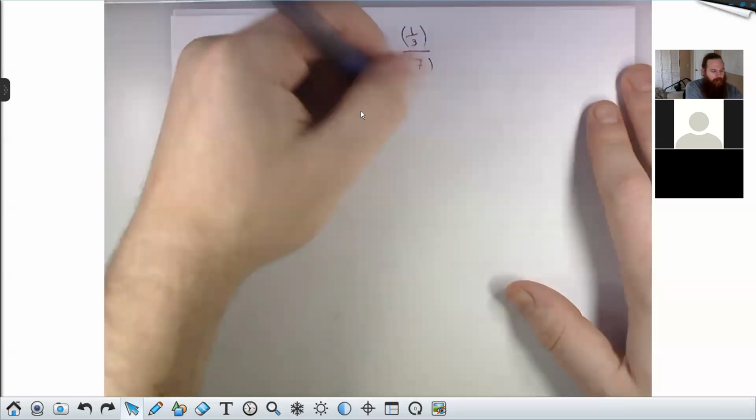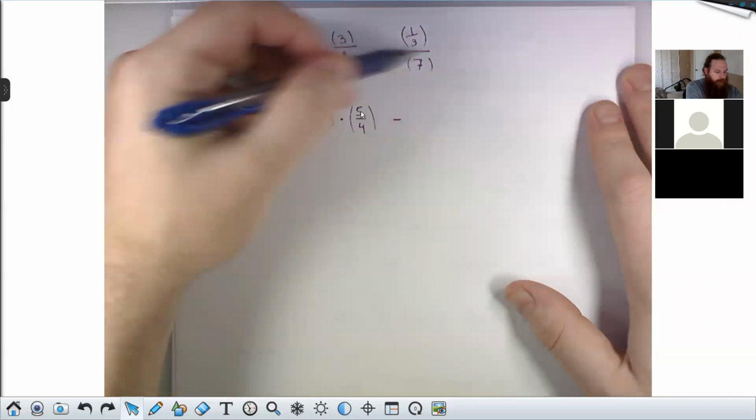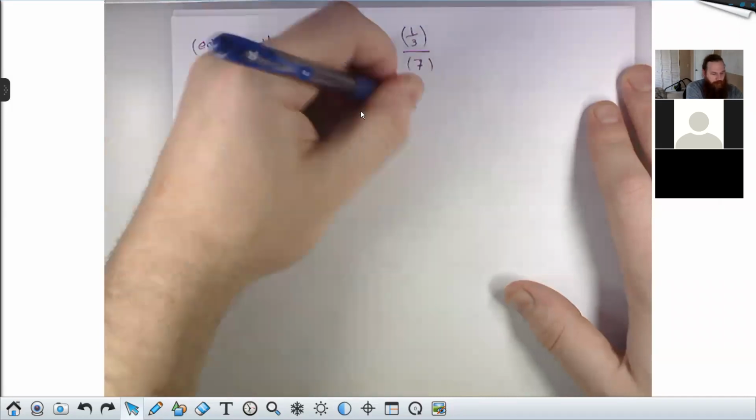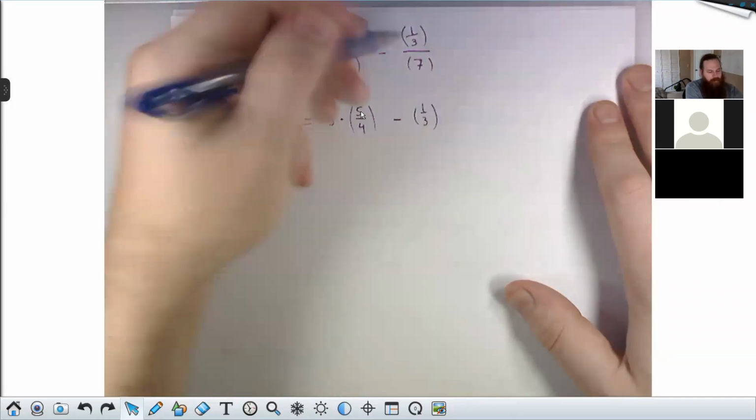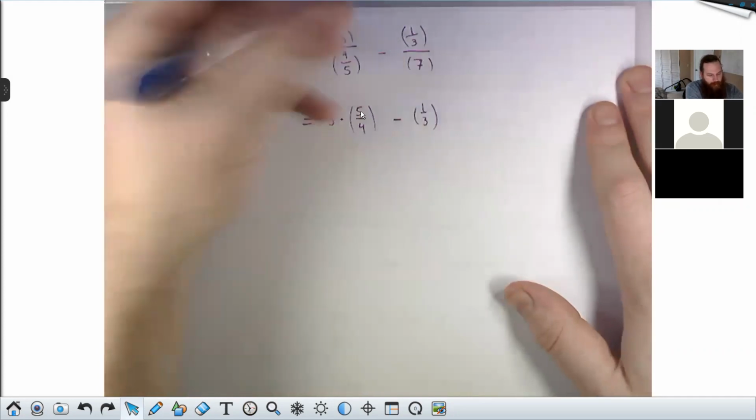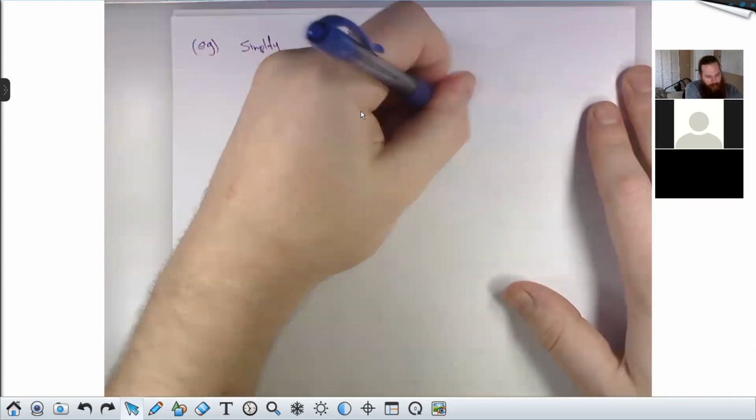And then from that we'll subtract. So here, this 1/3 is my numerator, so I'm going to leave him alone. And I want to divide that by 7, so that's the same as multiplying by 1/7.